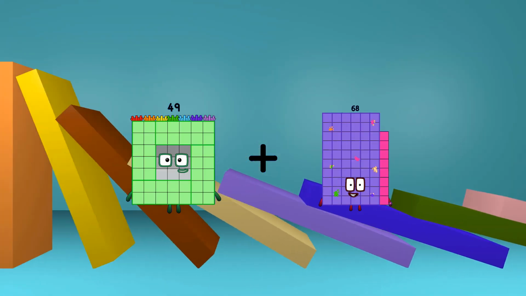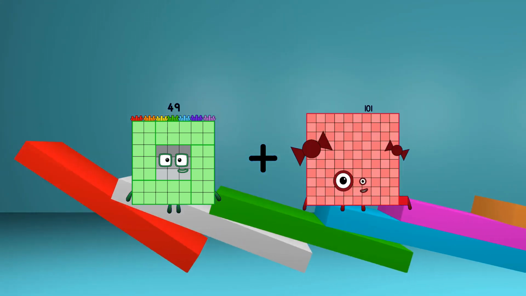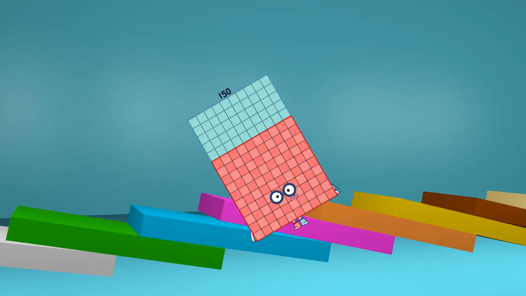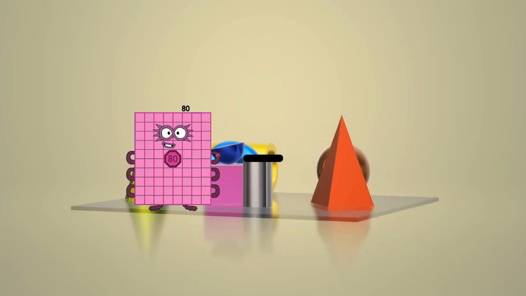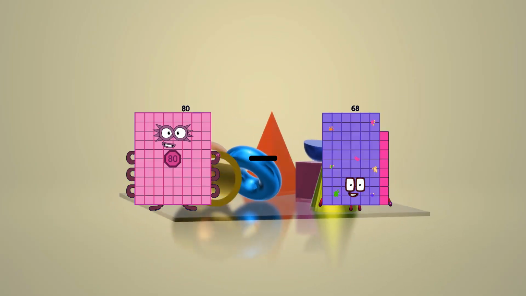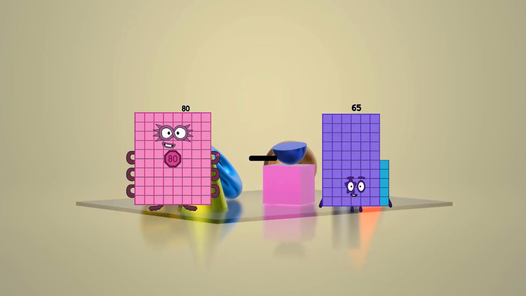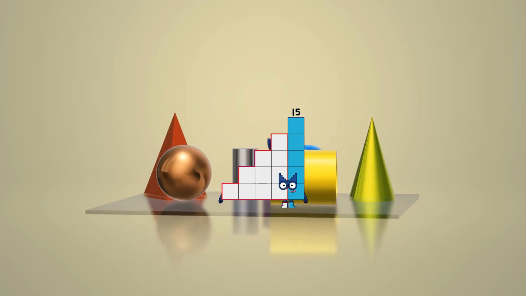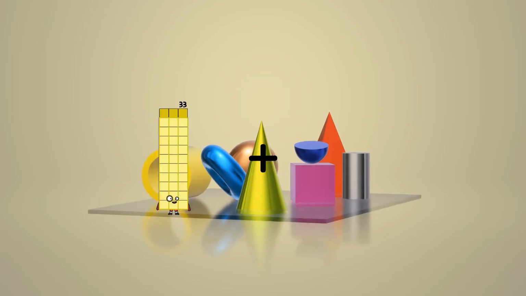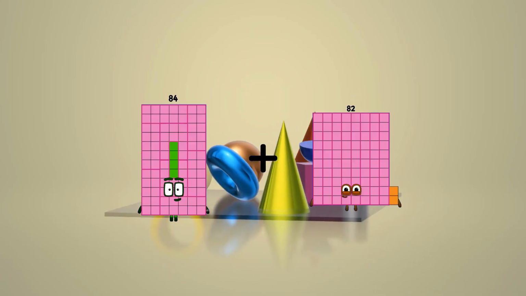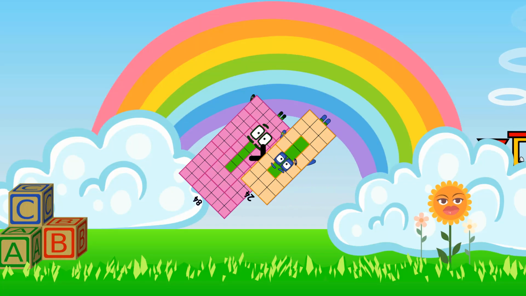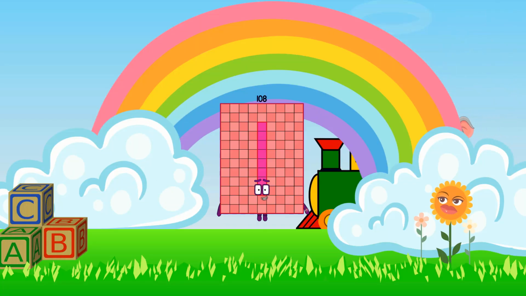49 plus 101 equals 150. 80 minus 65 equals 15. 84 plus 24 equals 108.